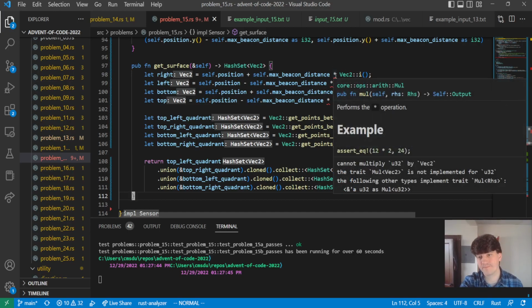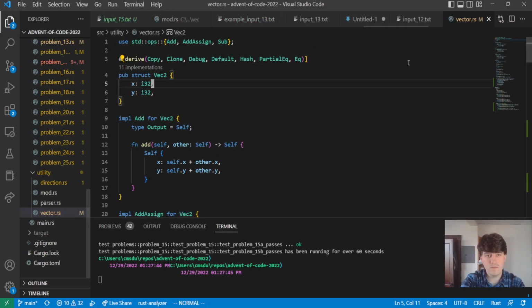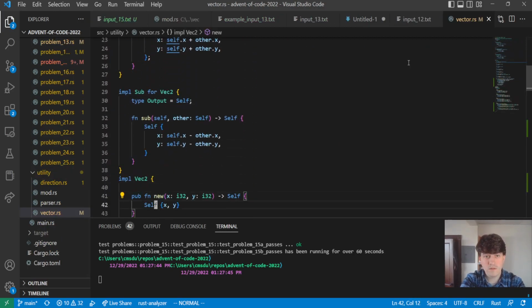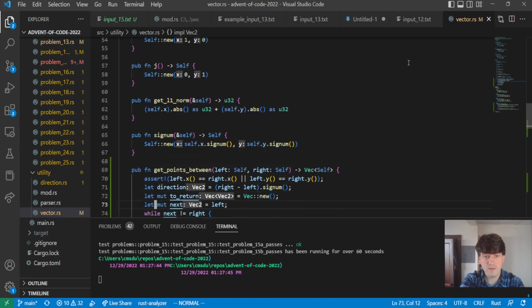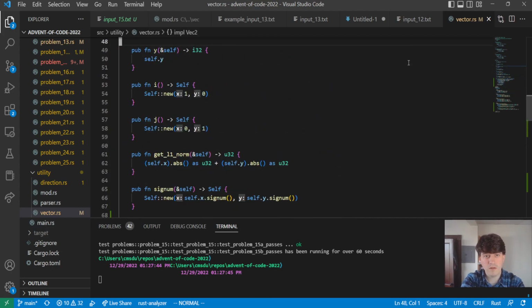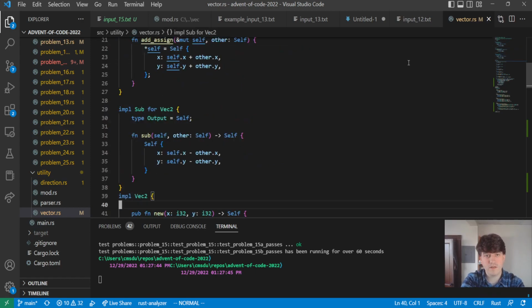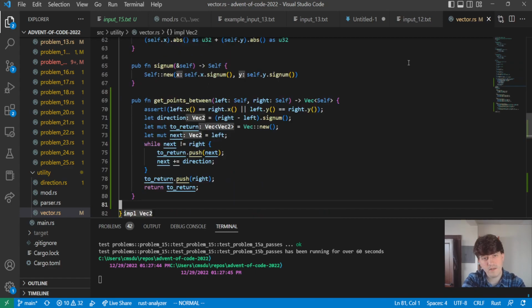Also, multiply is not implemented for Vec2. Feels like it is. I think it's just implemented for I32s. Is it? I thought somewhere. Addition and subtraction is, but okay, multiplication isn't. Fine.